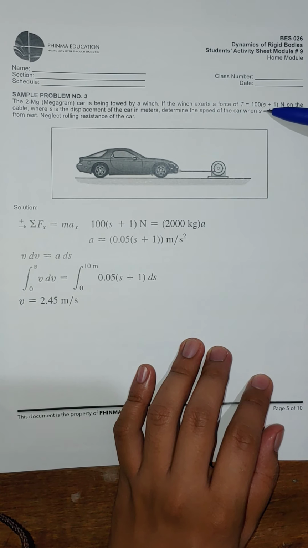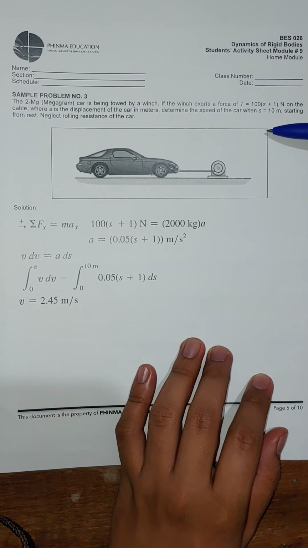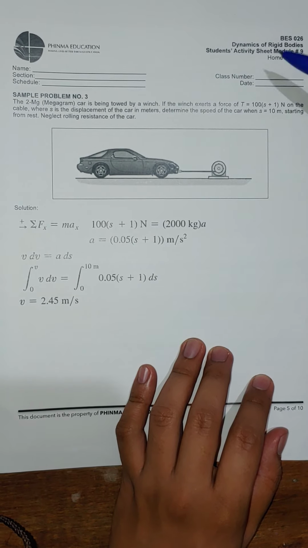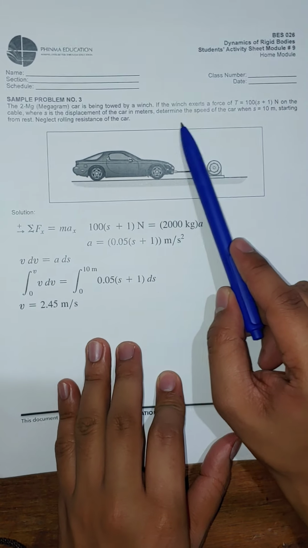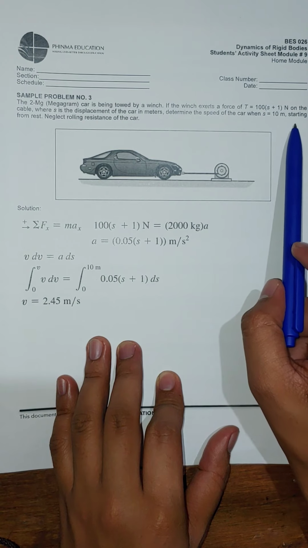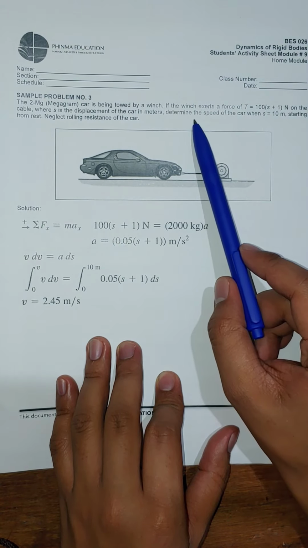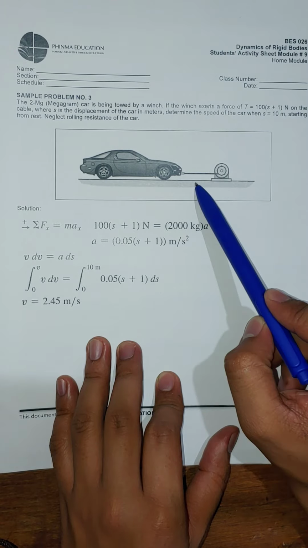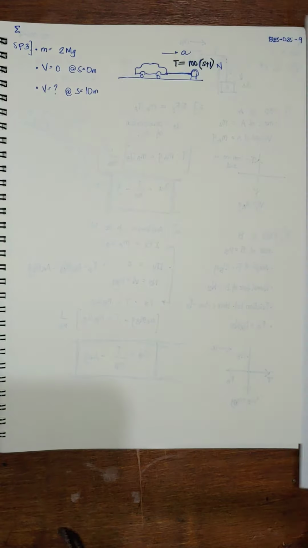So basta nga ni nagani kabalo na ta nga ato ang gamiton ani nga as a formula or the derivation is the V dV is equal to A dS. Newton on the cable, where S is the displacement of the car in meters, determine the speed of the car when S is 10 meters, starting from rest. So, what pilang speed ni car at 10 meters na nga travel starting from rest. So, initial velocity then is 0.